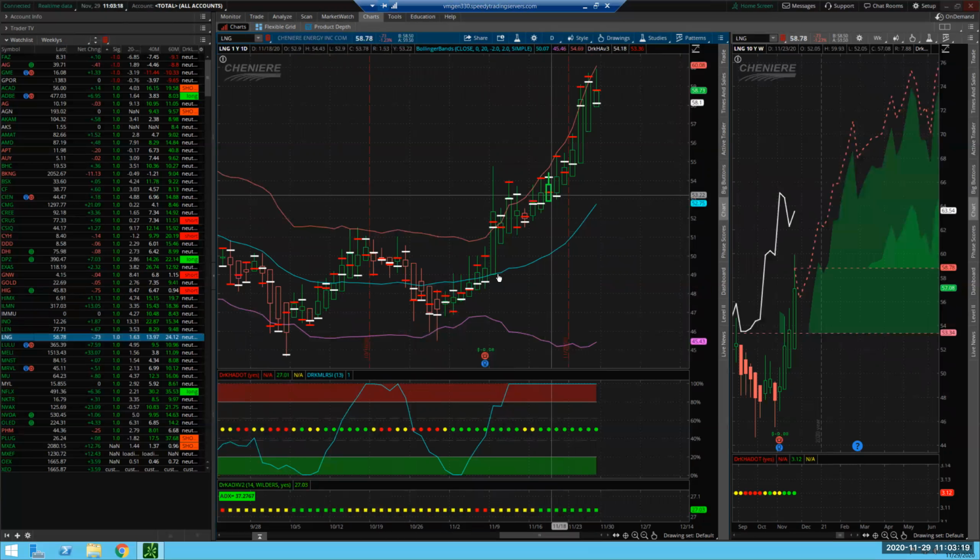Then LNG, Cheniere, is a great trade year after year. I didn't get into this because it triggered 2 days before earnings. Even though the seasonal forecast that, I don't like to trade right into earnings unless I'm already in the trade. So my only re-entry would have been right here on 11/17, but I missed this.